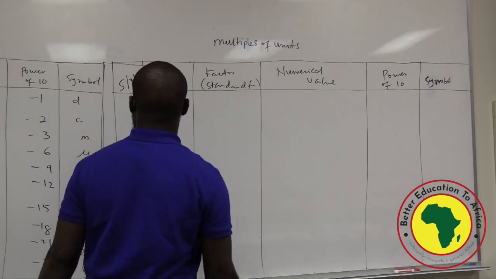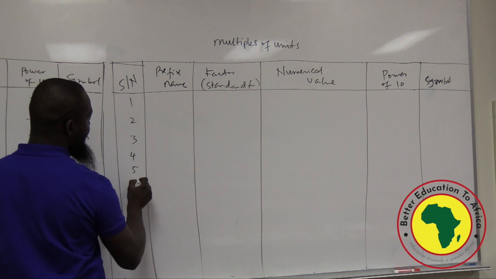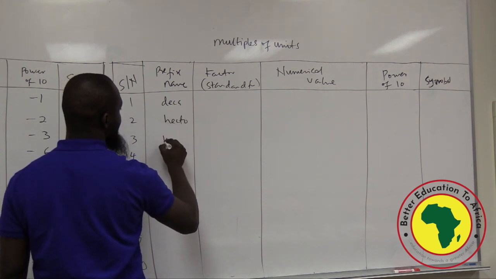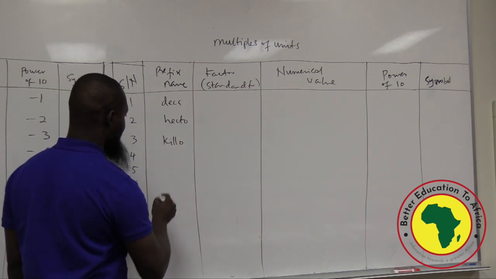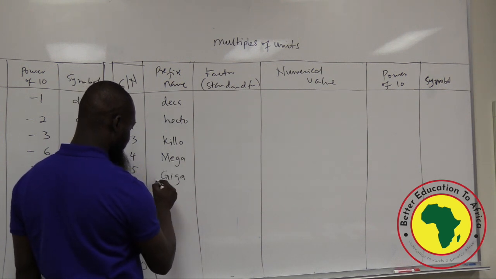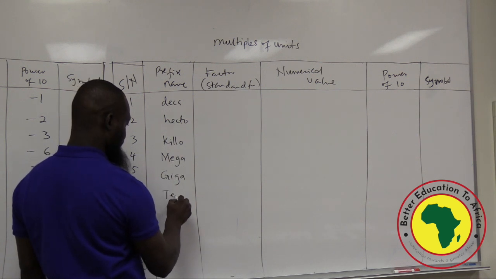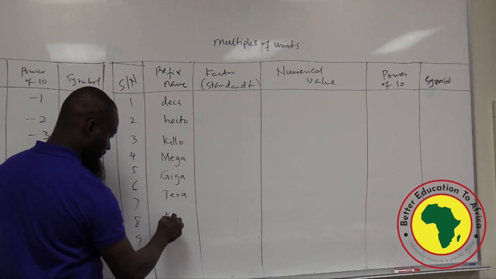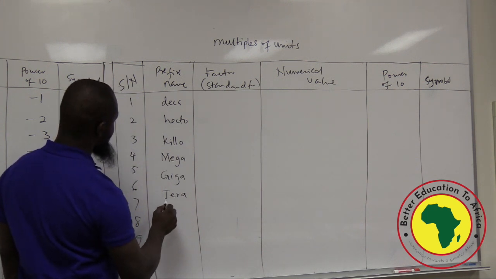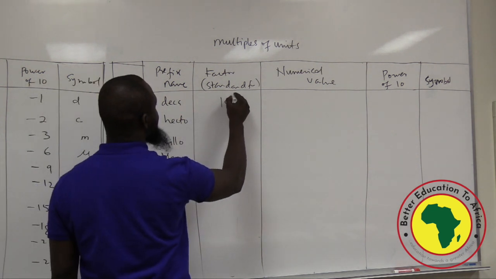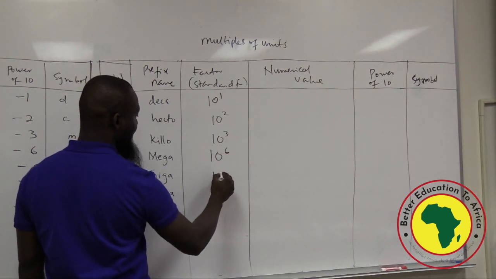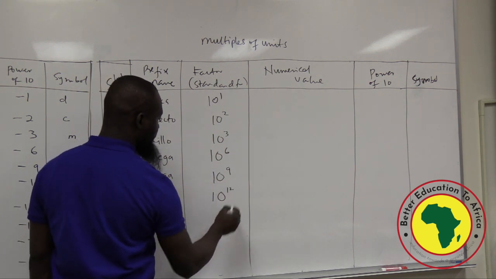Okay. Now, I start with 1. There are also 10, 3, 4, 5, 6, 7, 8, 9, 10. Okay, this one is called deca, hecto, kilo. Mega, okay, giga, okay, tera, okay, let me write them down. Deca, 10 to the 1, it's multiple now, they are larger. Hecto, 10 to the 2, kilo, 10 to the 3, mega, 10 to the 6, giga, 10 to the 9, tera, 10 to the 12, okay?